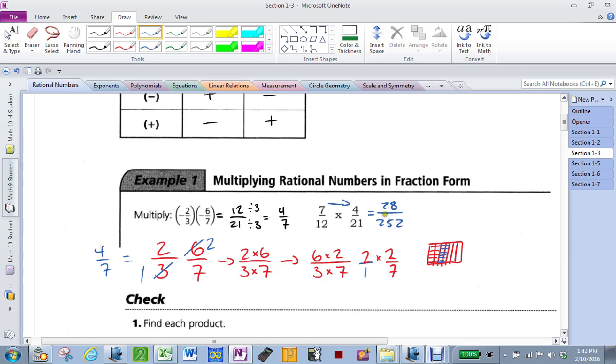Is that a pain in the butt to simplify? It is, isn't it? Everyone agree? Now watch this. I'm going to rewrite it as 7, 12, 4, 21. Now look up and down. Does 7 work with 12 or 21? Yeah. How many 7s fit into 7? 1. How many 7s fit into 21? 3. Do 4 and 12 work together? Yeah. How many 4s fit into 4?